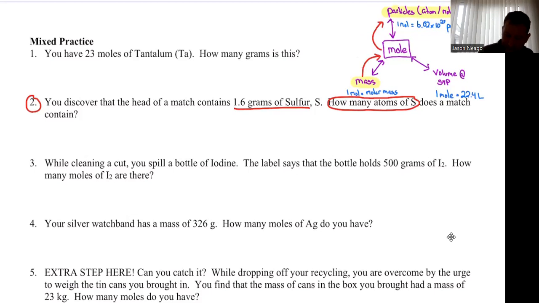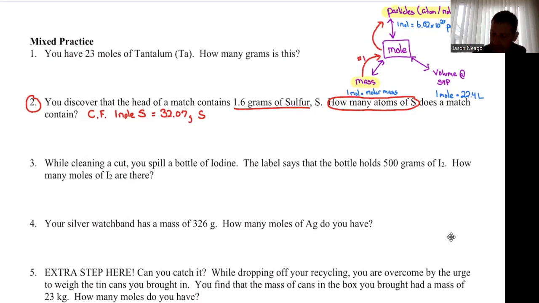So what are the conversion factors that I have? Well, the first conversion factor that takes me between mass and moles is 1 mole of sulfur, which is S, is equal to the molar mass of sulfur. Sulfur is easy because it's just an element. If I look at my periodic table, sulfur has a molar mass of 32.07 grams. Okay, so that's my first conversion factor.